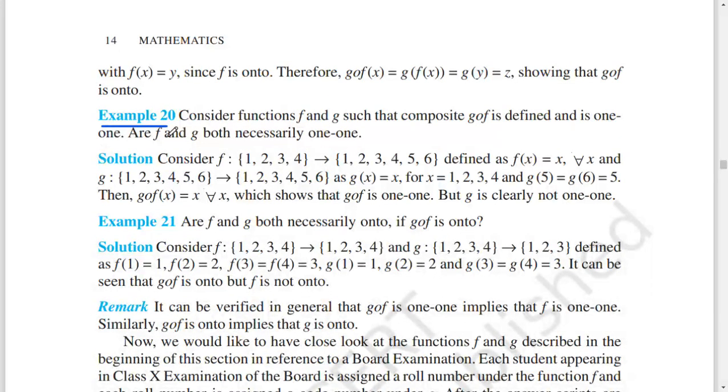Example 20: Consider functions f and g such that the composite gof is defined and is 1-1. Are f and g both necessarily 1-1? Solution. Consider f: {1, 2, 3, 4} → {1, 2, 3, 4, 5, 6} defined as f(x) = x for all x, and g: {1, 2, 3, 4, 5, 6} → {1, 2, 3, 4, 5, 6} as g(x) = x for x = 1, 2, 3, 4 and g(5) = g(6) = 5. Then gof(x) = x for all x, which shows that gof is 1-1, but g is clearly not 1-1.